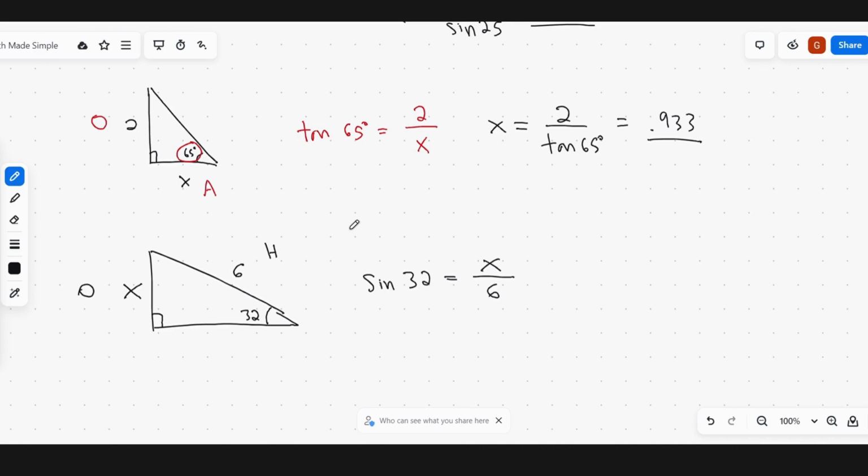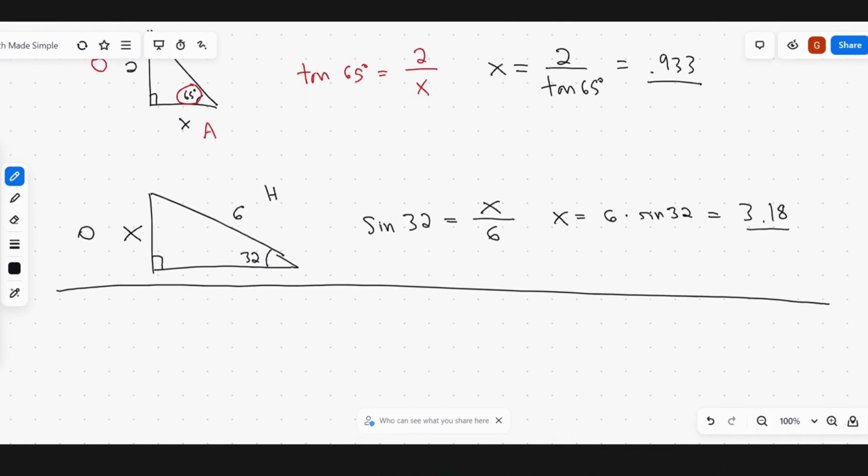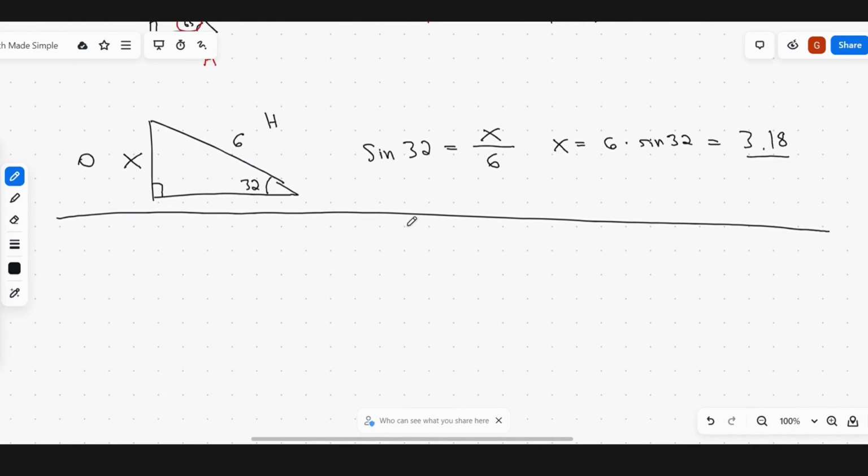And this one's a little simpler. We'll just multiply both sides by 6. And x is 6 times the sine of 32, which gives us roughly 3.18 as our side length. So that's regular sine, cosine, and tangent. There is something that happens a few times occasionally where we can't directly solve for a side length.